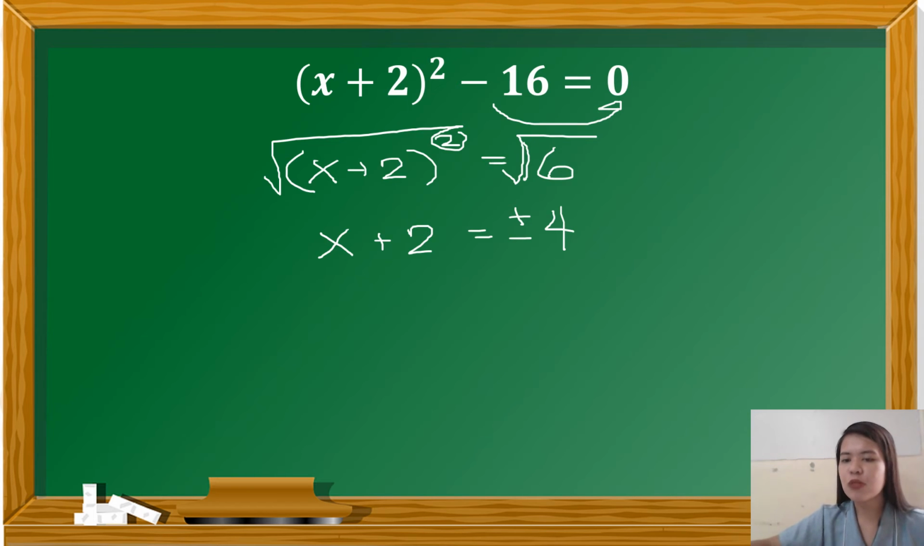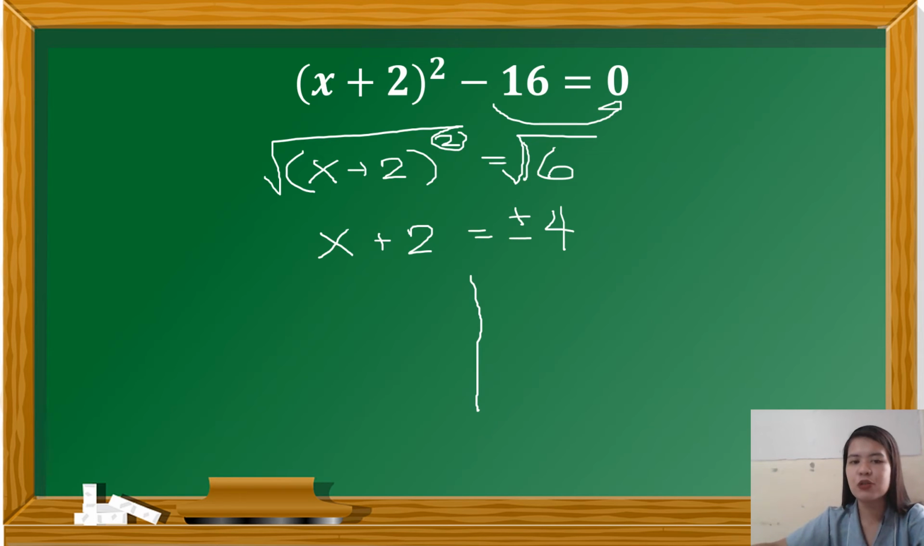Nawala yung exponent 2 kasi nag-square root tayo. Diba ang kabaliktaran ng squared ay square root. So nung nag-square root tayo, nawala yung squared. So ang natira na lamang ay x plus 2 is equal to plus minus 4 or positive negative 4, which leads us to two cases.